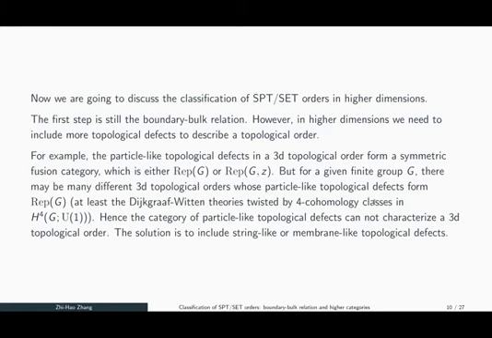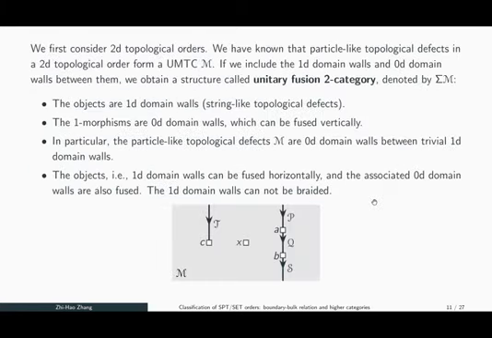So the particle-like topological defects cannot characterize the 3D topological order. So how to use defects to characterize topological orders? The solution is to include more defects, which may be string-like or membrane-like topological defects. So first we'll consider a 2D case. We know the particle-like topological defects in a 2D topological order form a unitary modular tensor category, denoted by M.